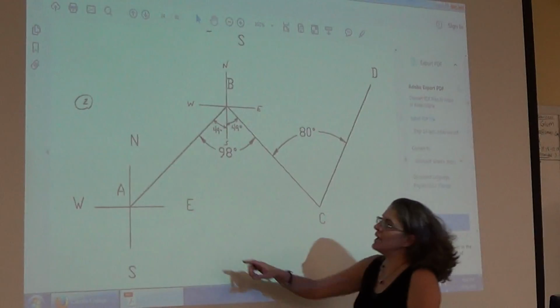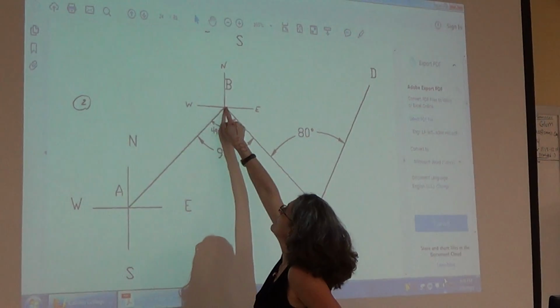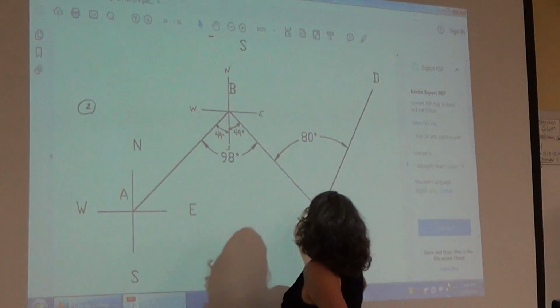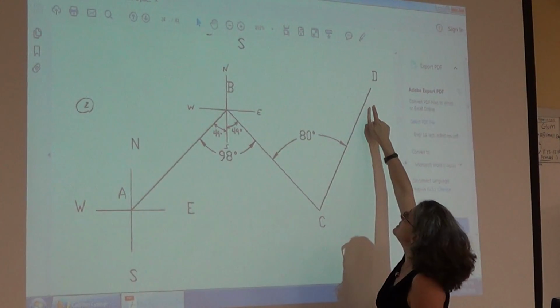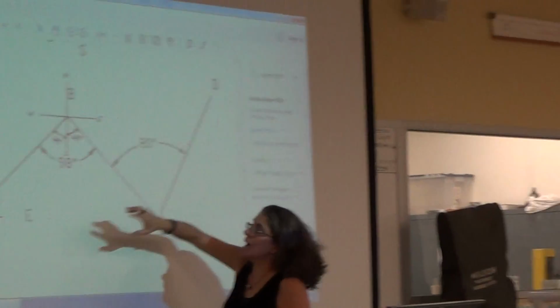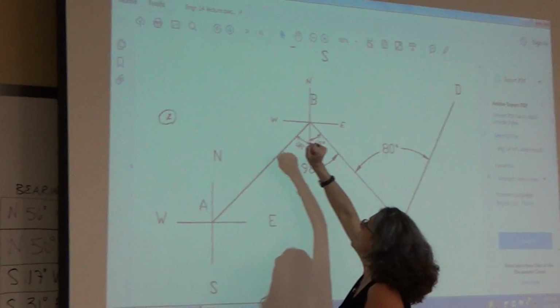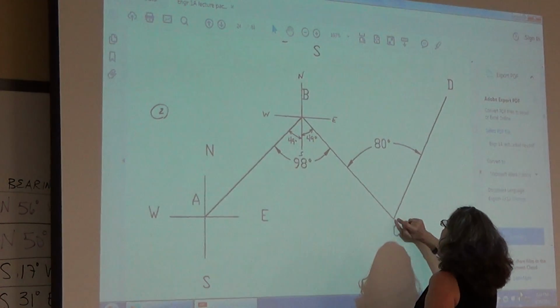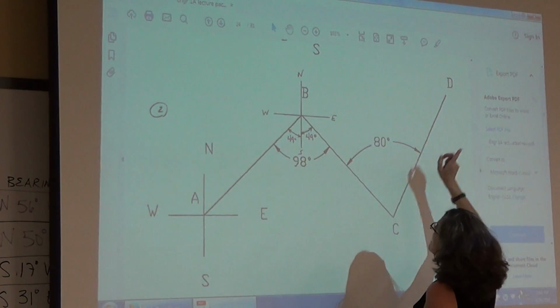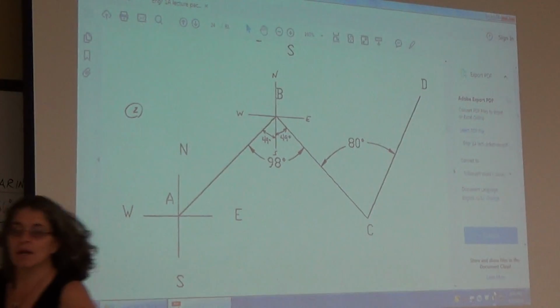Okay, so now we have a line that goes from A to B. We have a line from B to C. We have a line from C to D. So I want to know what is the bearing and azimuth going from A to B, bearing and azimuth from B to C, bearing and azimuth from C to D, and then backwards. And I'll set it up over here.